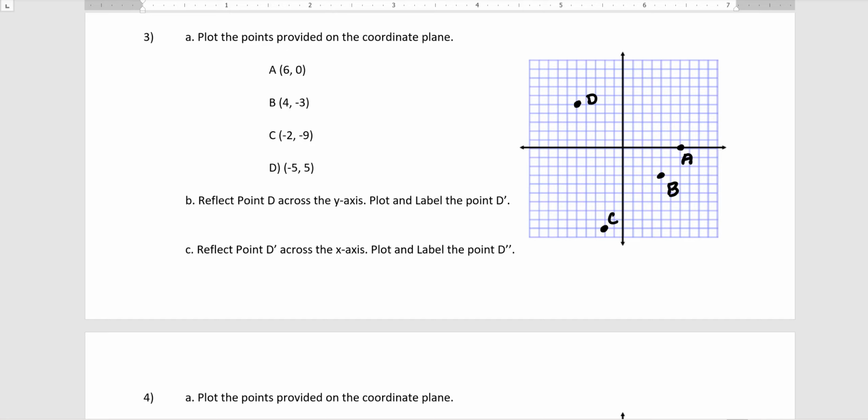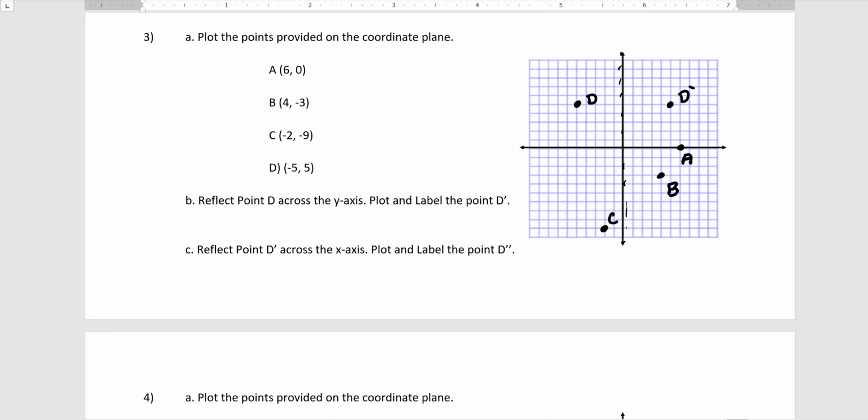Reflect point D across the y-axis. So that y-axis, remember, is that vertical axis. So reflecting it across there, what was at negative 5, 5 will now be at 5, negative 5, which would put me right here. Label that D prime. And then it says, oh, check this.